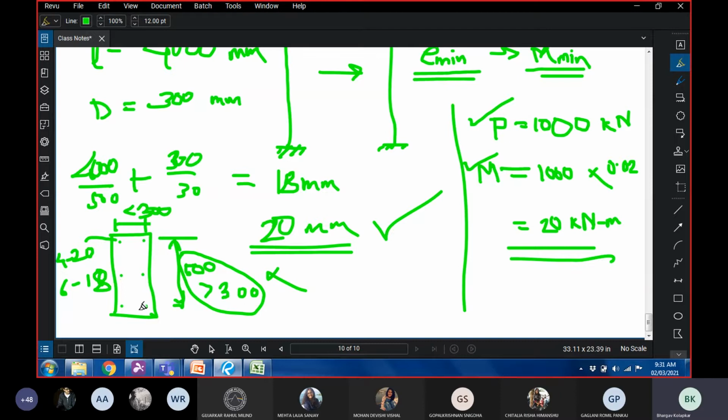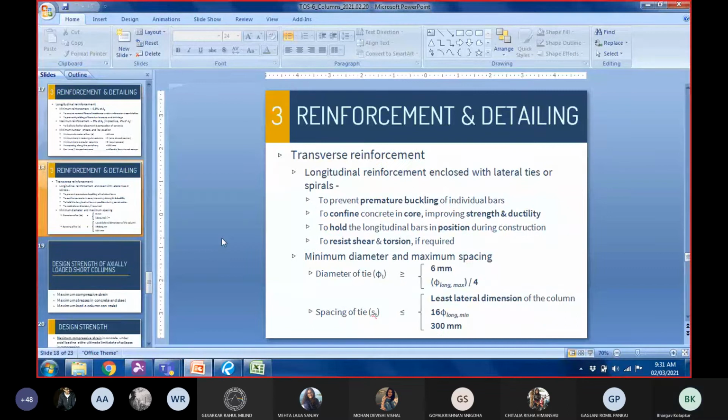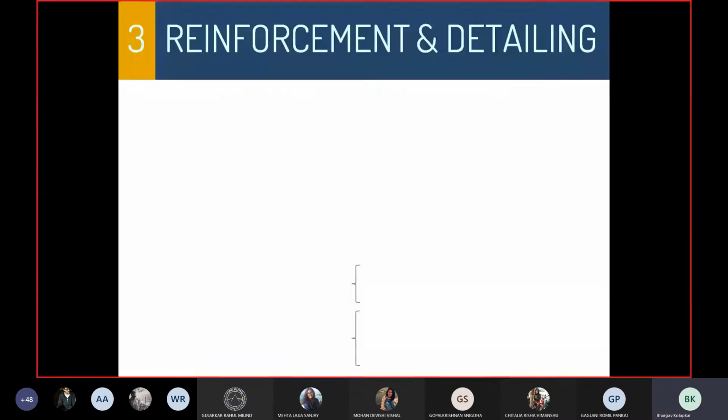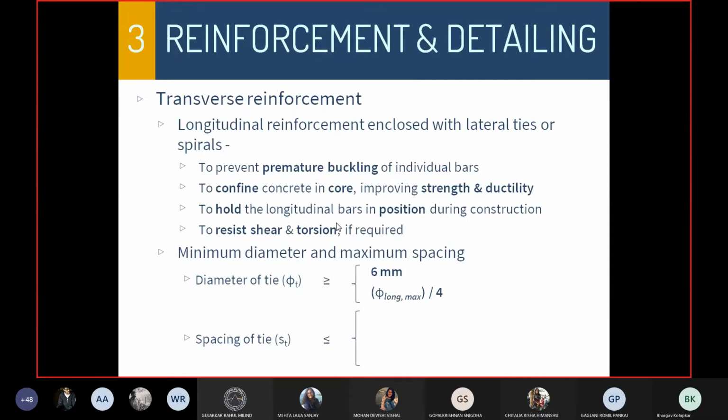The point being, if the number of bars of a higher diameter are okay from a design point of view but not from a detailing point of view, you could always reduce the number of bars such that you satisfy both criteria, that is strength and detailing. And the last criterion is about transverse reinforcement. So a quick question: why is transverse reinforcement or stirrups provided in beams?